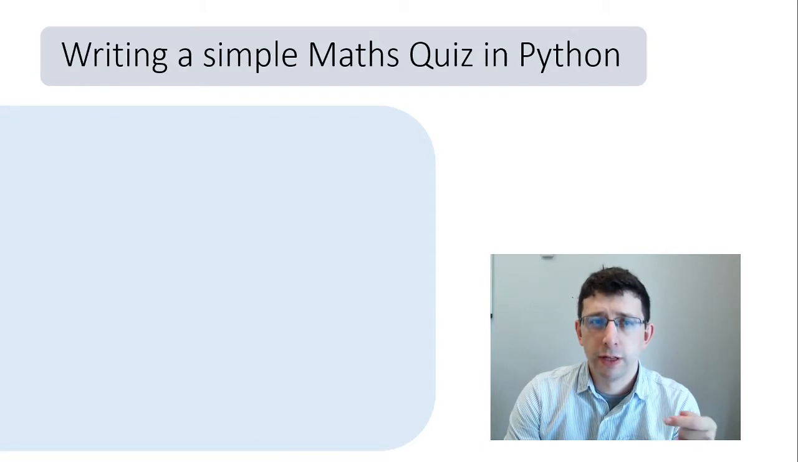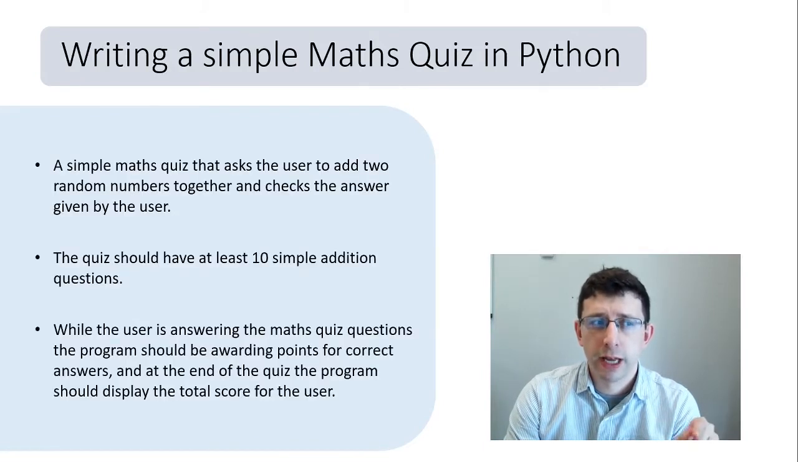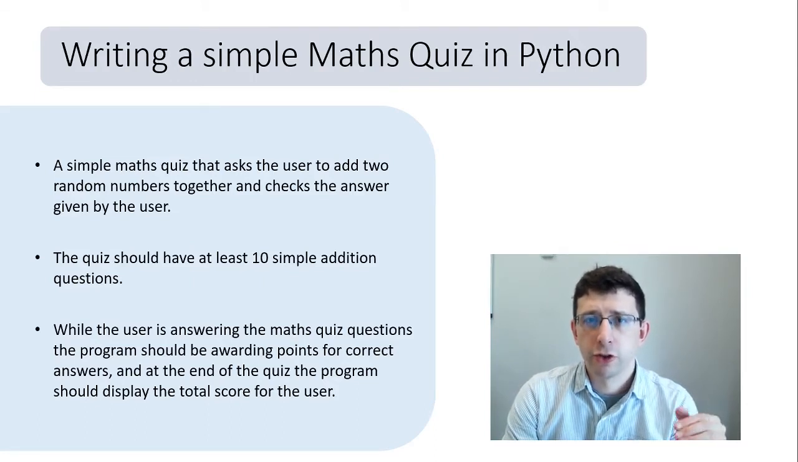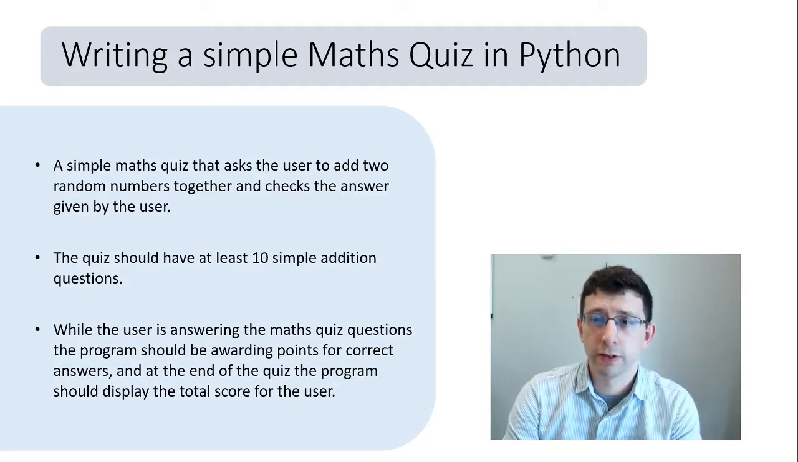What we want to do in this challenge is write a simple maths quiz that asks the user to add up two random numbers together and then checks to see if the user's got that right. The quiz should have at least 10 simple addition questions like this. While the user's answering these questions, the program should be awarding points for every correct answer, adding up those points and displaying those points at the end of the quiz.